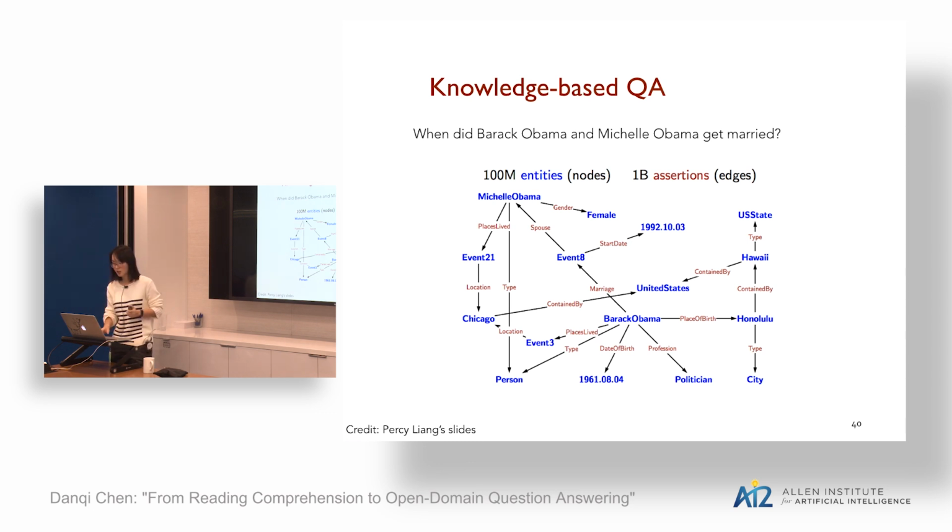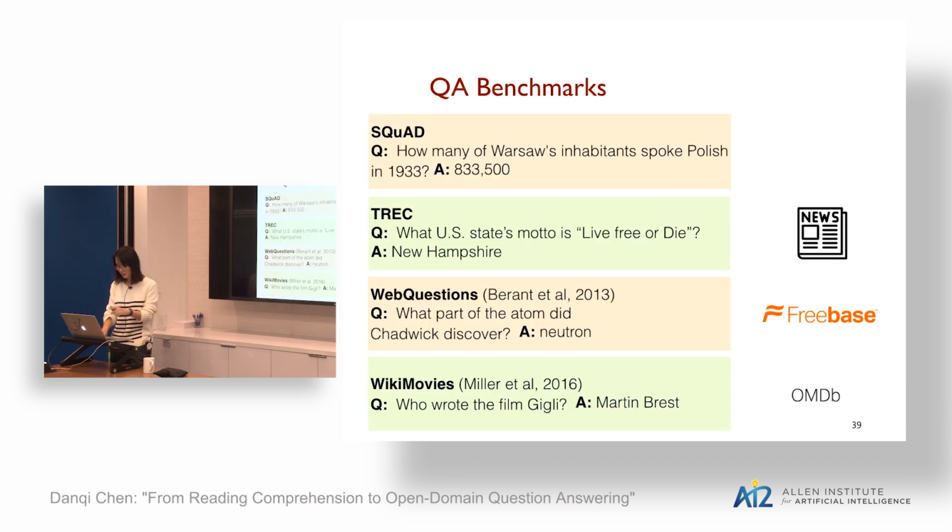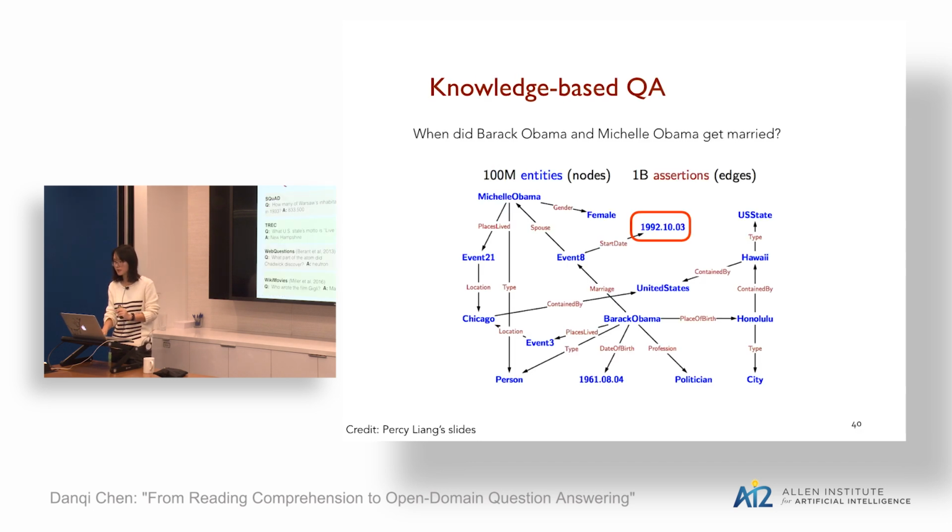knowledge-base question answering. So the setup is totally different. For WebQuestions, if you ask a question like, when did Barack Obama and Michelle Obama get married, the knowledge-base question answering system has to find the relevant information in the large graph, in Freebase, and try to finally arrive at the answer. But we just try to use Wikipedia to answer such a question and see what we can get. So I want to emphasize that there's a quite different setup here.